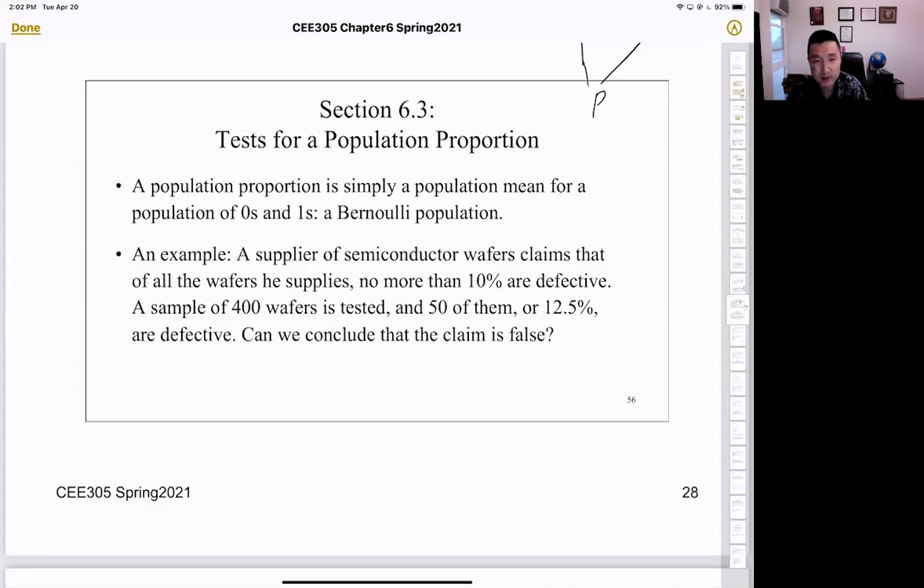He claimed no more than 10% are defective. A sample of 400 wafers found 12.5% are defective, which is higher than 10%. But can we conclude that his claim is false?